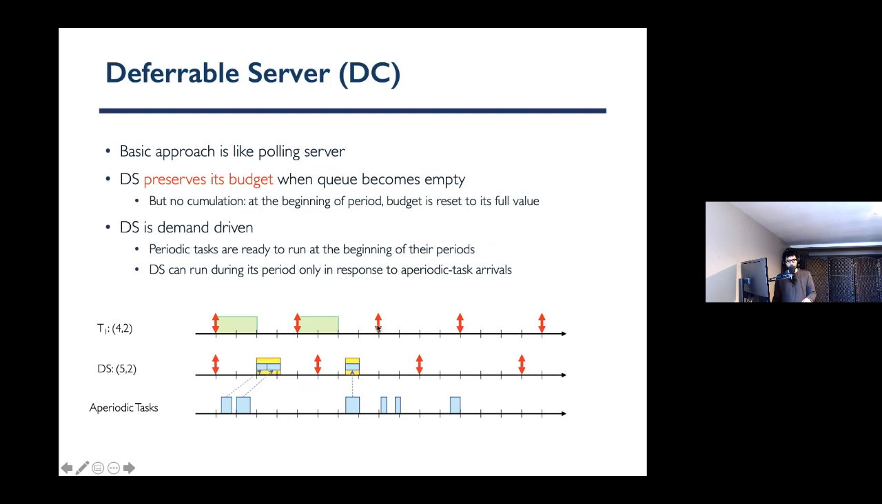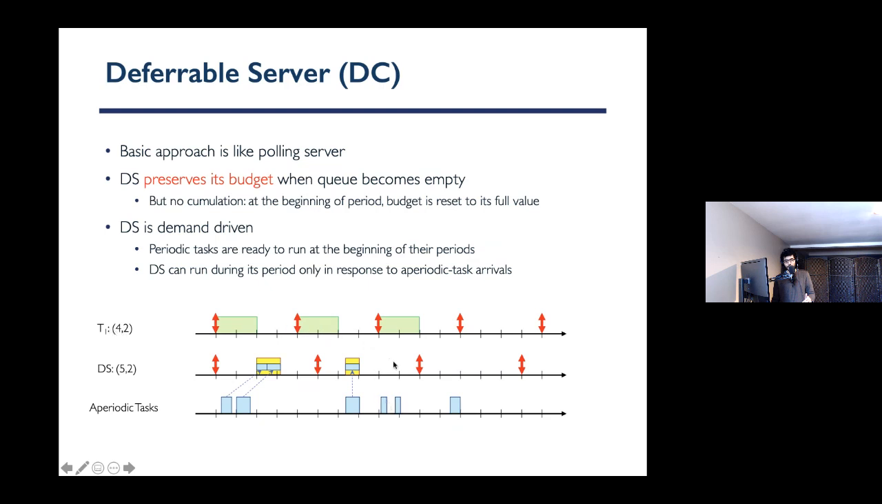Now, in this period, we still are not dead. We still have budget. So you might ask, why am I not running these two? The reason I cannot run these two is because T1 comes here. So T1 has higher priority because it has a shorter period.